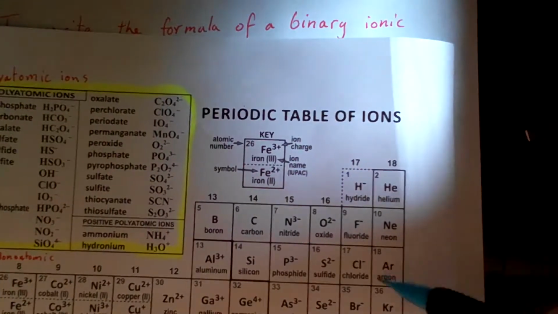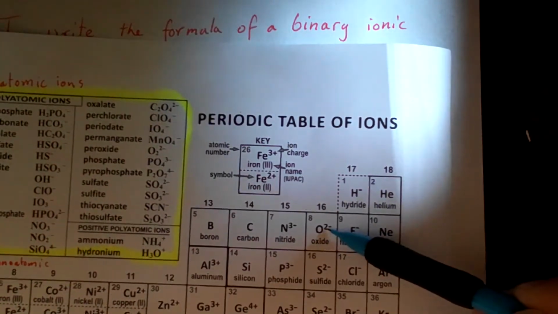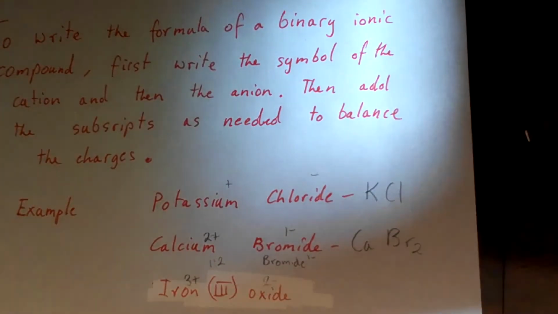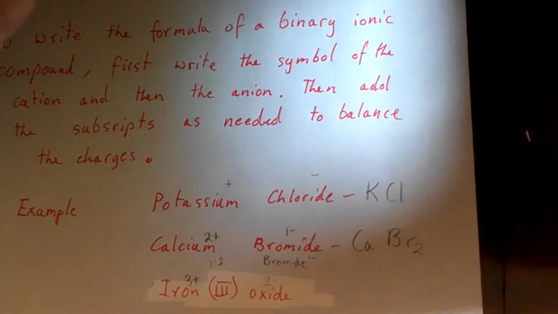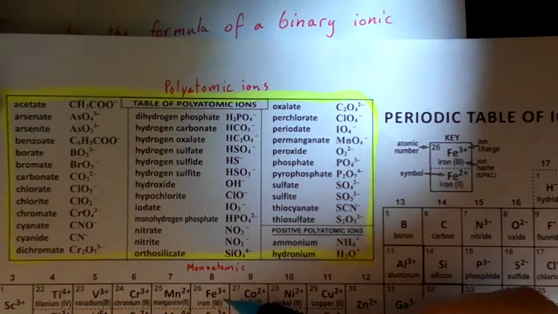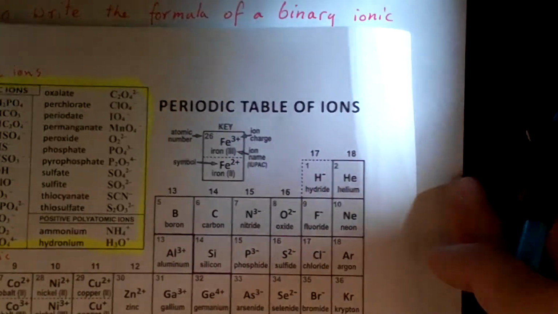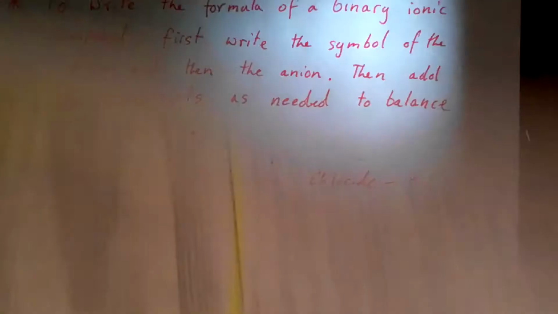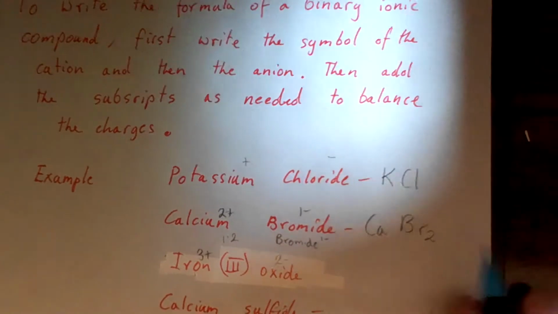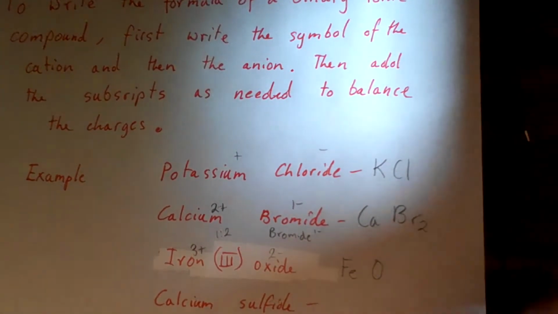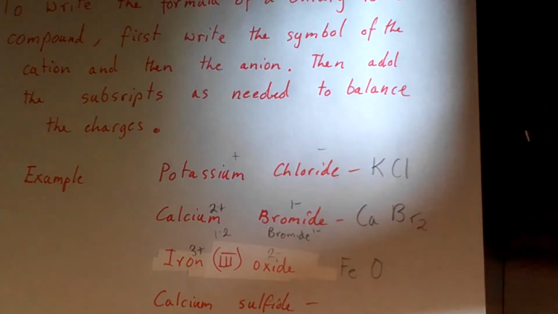Oxygen is right here, so it's 2 minus. I'm going to write 2 minus. So let's write the symbols. The symbol for iron is Fe. The symbol for oxygen is O. So I'm going to write FeO. Now we have to make sure it's balanced.